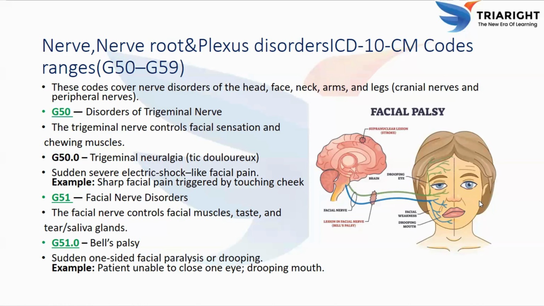At the right side, you can see the picture of facial palsy. This diagram shows how damage to the facial nerve leads to a drooping eye. You can see the drooping eye, the drooping mouth, and also the facial weakness. It can be due to a stroke, like upper nerve damage, or also Bell's palsy, like lower nerve damage. So this is about G51.0.